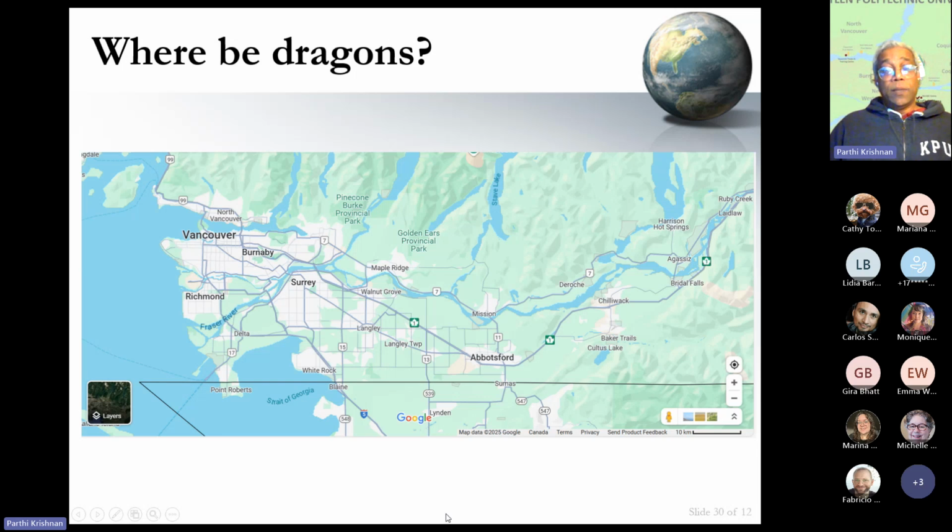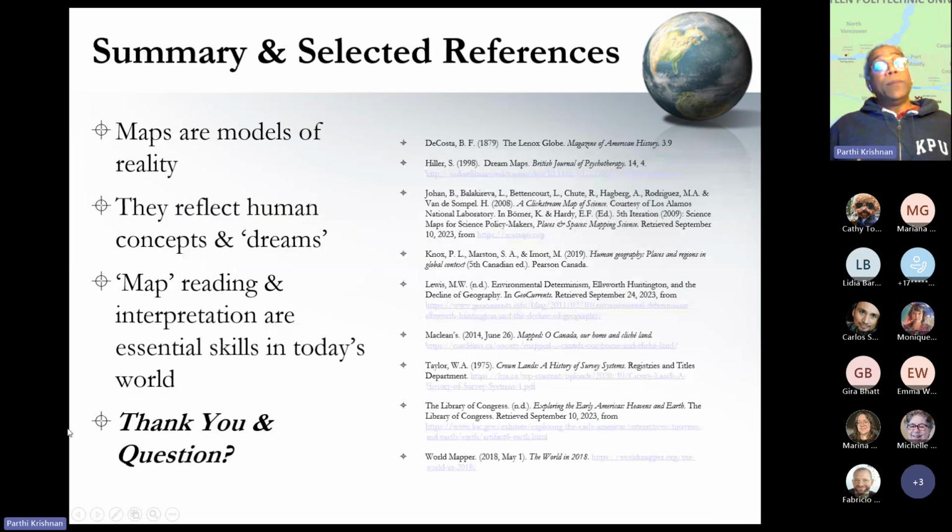And hence, if you are somebody who strongly believes in feng shui or comes from that part of the world, you are going to want to locate yourself in Richmond because that is the choicest location according to feng shui in this part of the world. So I hope with this little presentation, I've given you an overview of what maps are and some of the challenges that we have with maps. And to end, I just want to remind you that all maps are models of reality. Right? They reflect humans' concept as well as the dreams that we have of the natural world.